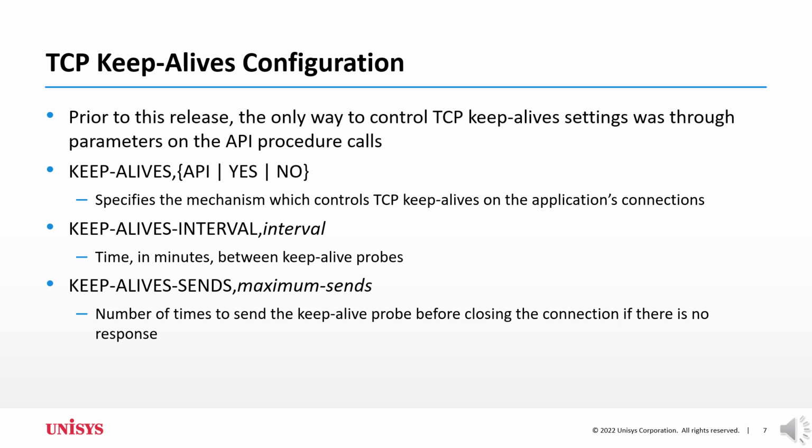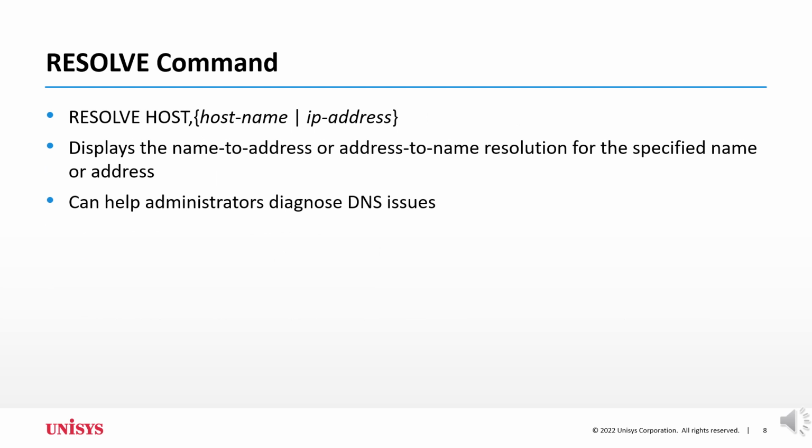Prior to the introduction of this feature, the only way to control TCP Keep Alive settings or functionality was to have CPCommOS application developers use CPCommOS API procedure calls. This feature adds new optional Keep Alive intervals and Keep Alive sends fields on the process configuration statement to control applications' use of TCP Keep Alives on a per application basis. Use of these fields overrides any choices set on the API procedure calls the application makes for setting TCP Keep Alives.